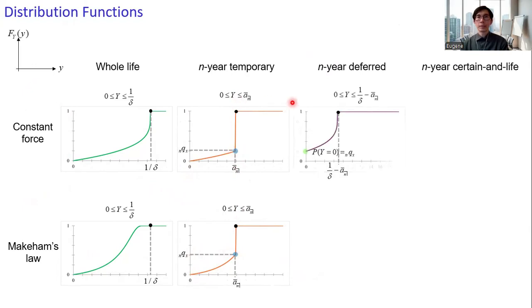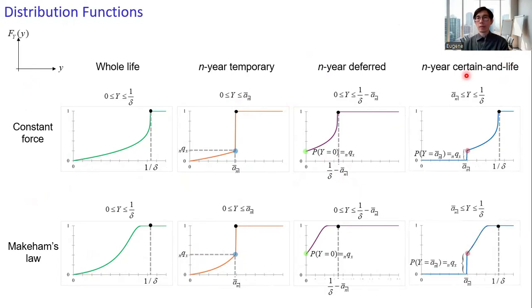For the n-year deferred annuity, there is a probability mass at Y equals 0 corresponding to the probability nq_x. The maximum value for Y is 1 over delta minus a-bar angle n. For the certain and life annuity, the minimum value for Y is a-bar angle n, with a probability mass nq_x, and then the maximum value for Y is 1 over delta. And these are the typical shapes for the graph of the CDF of Y.